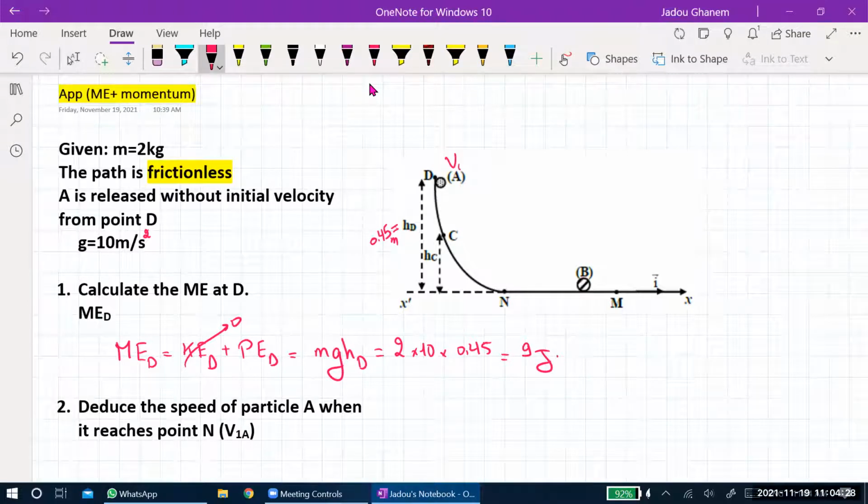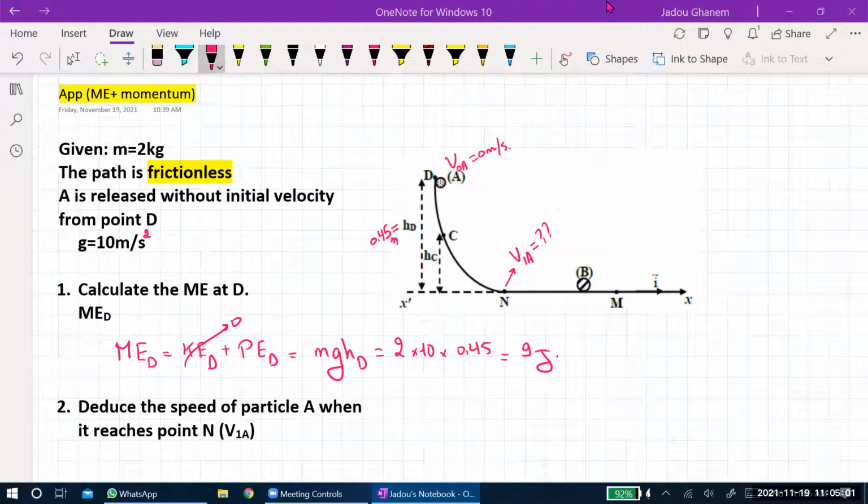Just reminding you that the initial speed of A, we can call it V0A, is 0 meters per second. And now we want to find V1A, equal question mark. Is there any question concerning part number 1? Okay, great. Yes, Danny, go on.